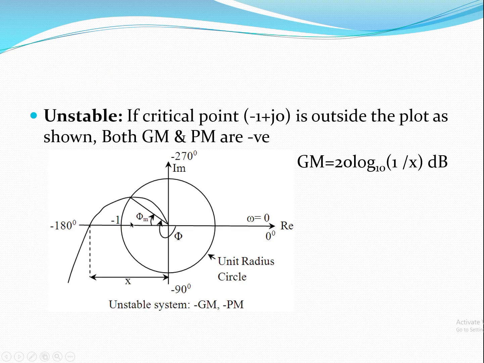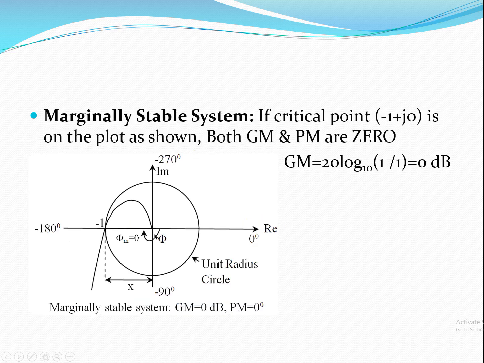For an unstable system, if your critical point minus 1 plus j0 is inside of the plot, then both gain margin and phase margin are negative. Okay. This is the answer.